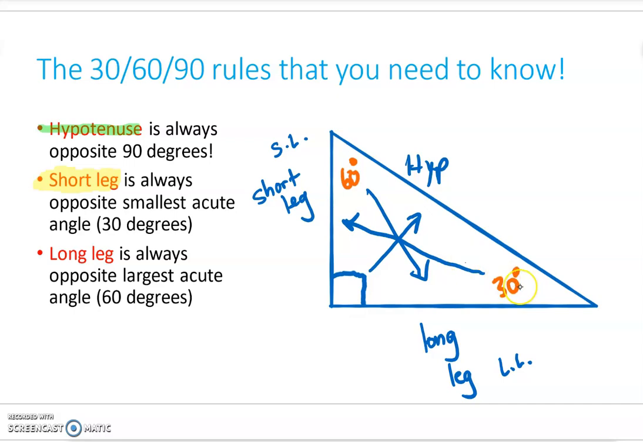Shorter leg, opposite the smaller angle. Long leg, opposite the larger of the two angles. Remember, the hypotenuse is always across from the 90 degree angle, so we should never confuse that. So really, you just need to understand the difference between short leg and long leg.